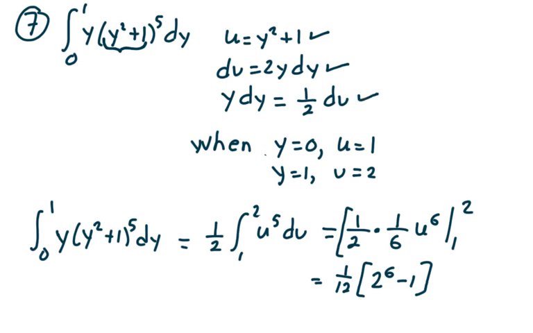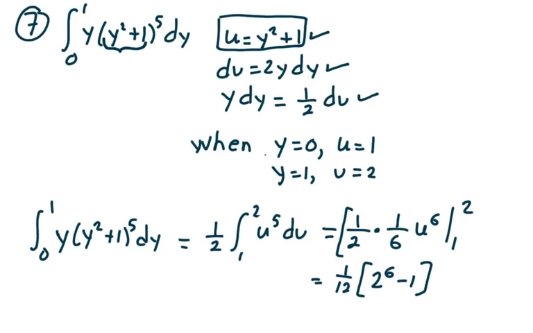Okay, so I made my substitution. And so when y is 0, u is 1. When y is 1, u is 2. Okay, I'm plugging that information up here. And so the integral from 0 to 1 of y times (y squared plus 1) to the 5th is 1/2 the integral from 1 to 2 of u to the 5th du, which is 1/2 times 1/6 u to the 6th evaluated from 1 to 2.